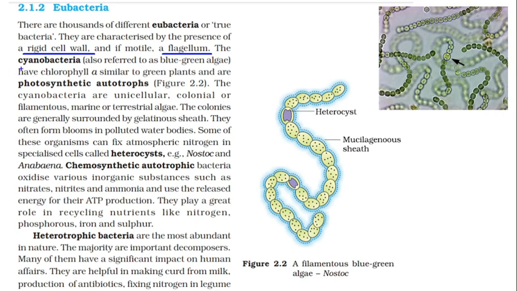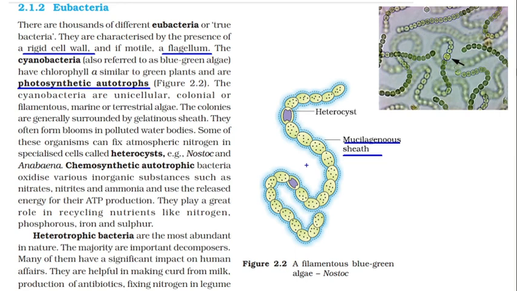So we have autotrophic in this category like cyanobacteria. So these bacteria, cyanobacteria, are photosynthetic autotrophs. So they have chlorophyll A pigment just like green plants and they can make their food on their own. So this is the diagram of eubacteria here. This is the diagram of blue-green algae which is also known as cyanobacteria and placed under kingdom Monera. So there is a gelatinous sheath or mucilaginous sheath here as you can see.